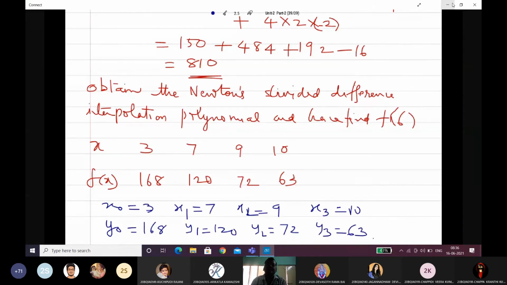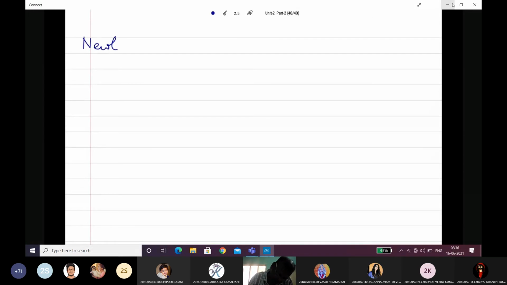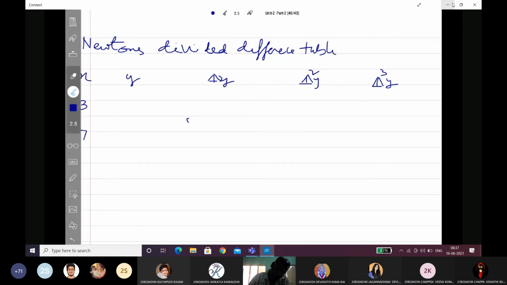Now we can form the divided difference table in the next page. Now the divided difference table is Newton's divided difference table. Columns: x values, y values, delta y, delta square y, delta cubed y. What are the x values? 3, 7. Make the difference for convenient purpose.